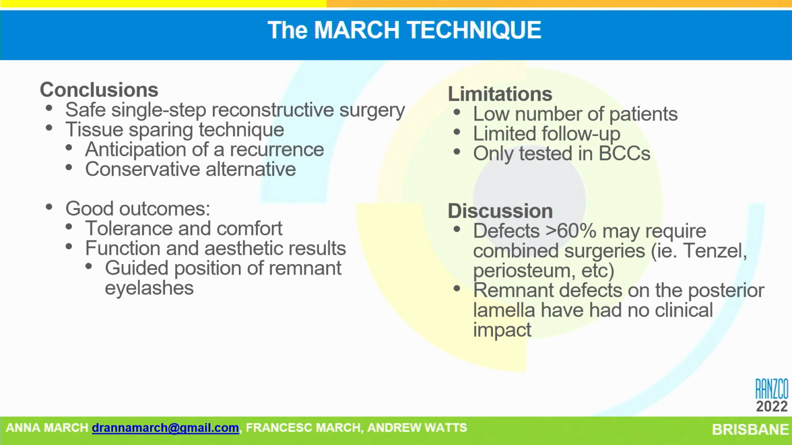It seems that the Mudge technique will allow us fixing those full thickness lower eyelid defects up to around 60%, while if we have bigger defects, it can be combined with other surgeries. And we have seen that even having a remnant defect on the tarsus, there are no negative impacts. So it seems that we can have a successful reconstruction of those defects.